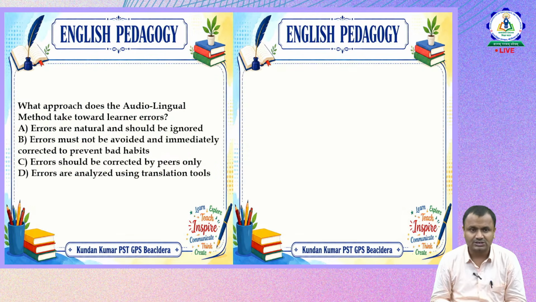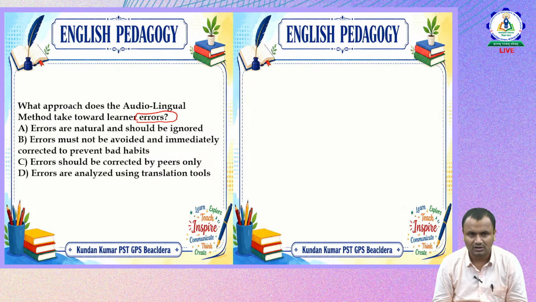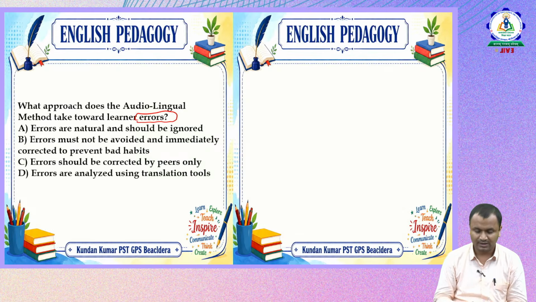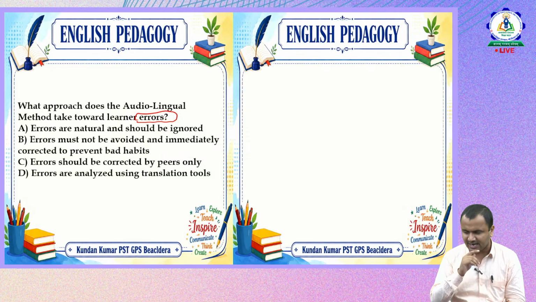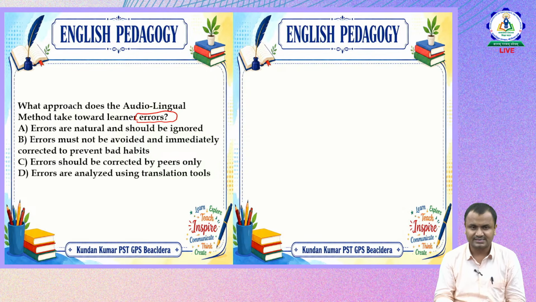What approach does the audiolingual method take towards learners' errors? How do we see errors while teaching through audiolingual methods? Errors are natural and should be ignored. This option is there in CTET, in CDP, in pedagogy, that errors are natural and should be taken as a natural part of the learning process. We can say that yes, it may be correct, but here it is totally wrong.